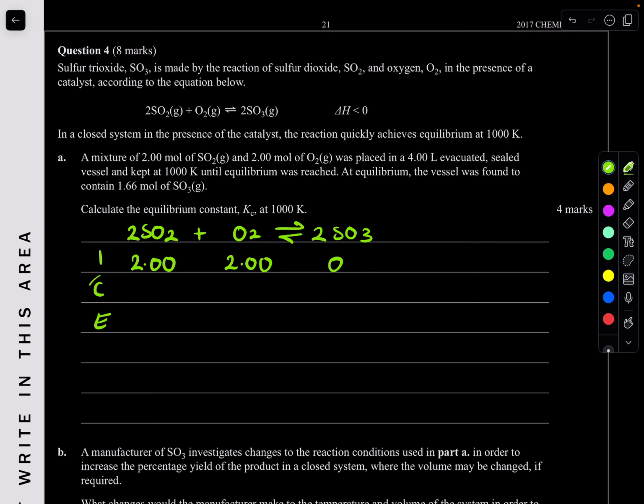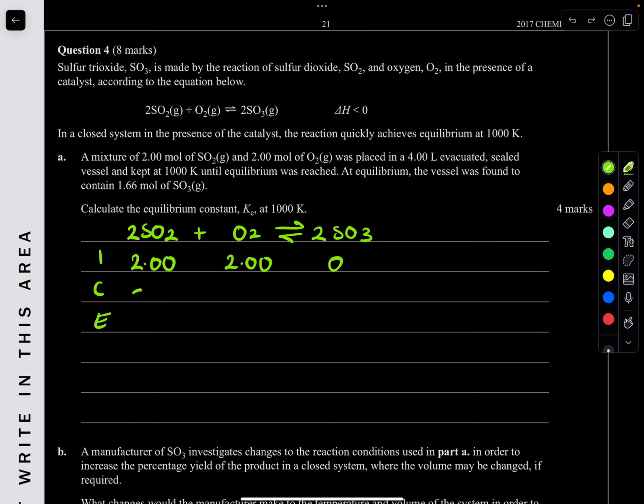But now we're looking at C, which means change. And change is, for example, if things are on the left side, the reactant side, they're always going to have a negative because they're actually being lost.